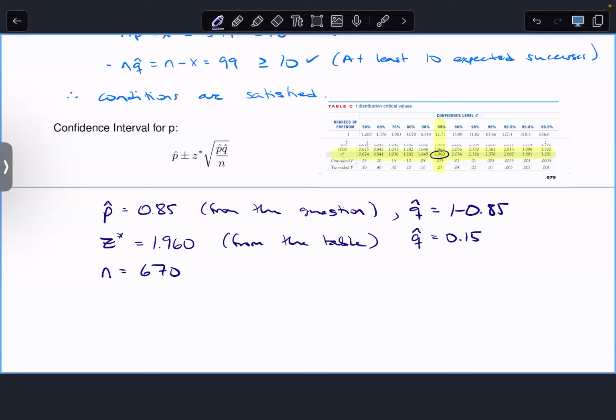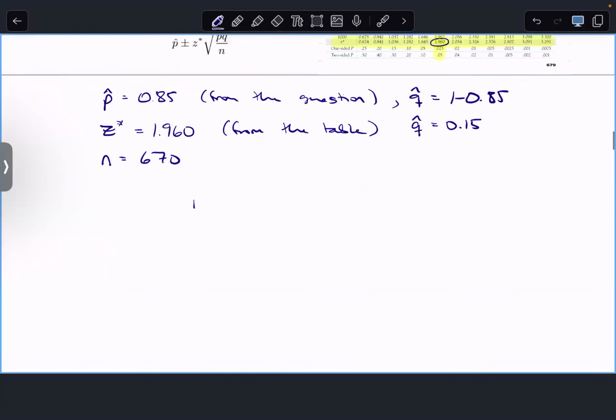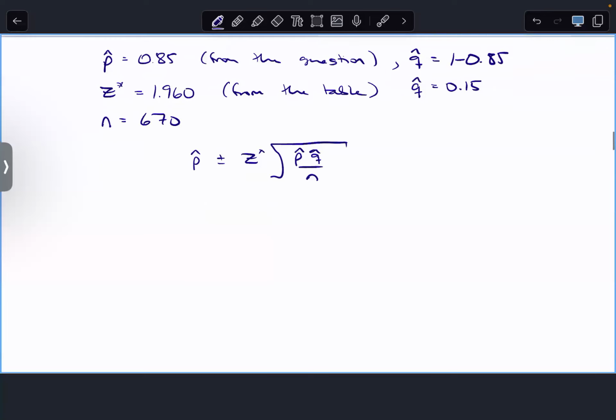Have all the things that I need. And so P hat plus minus Z star times the square root of P hat Q hat over N. P hat, I'm going to use the 0.85 plus minus 1.960 times the square root of 0.85 times 0.15 divided by 670. 0.85 times 0.1, wait, that's wrong.